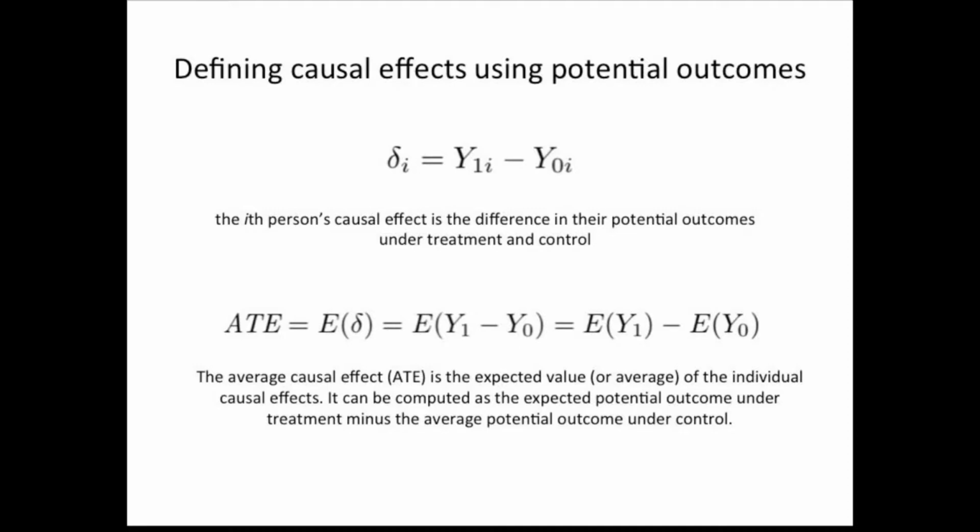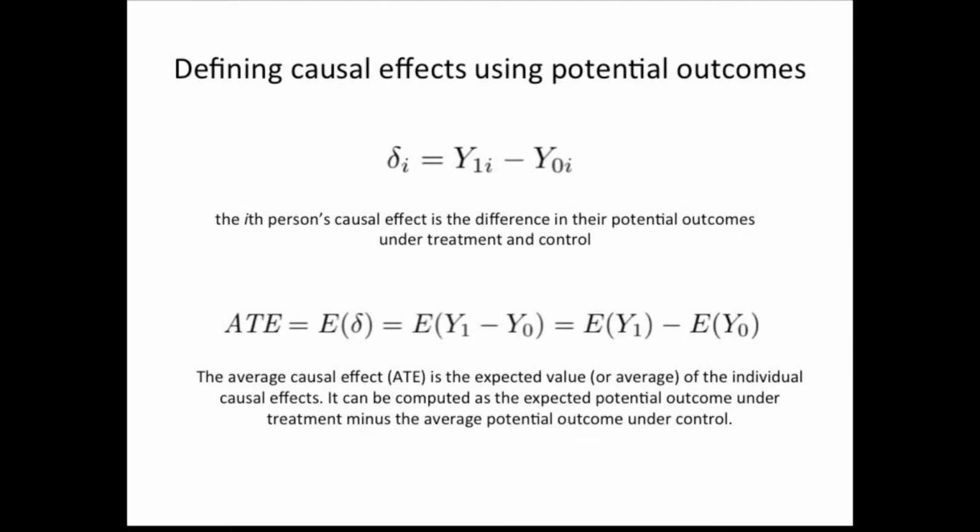And the way causal effects are defined in this potential outcomes framework is as the difference between the potential outcomes. So if I want to know what would be the causal effect on you of getting a flu vaccination this year, the only way I can truly know that is to know what would have happened to you if you had gotten the vaccine minus what would have happened to you if you had not gotten the vaccine.